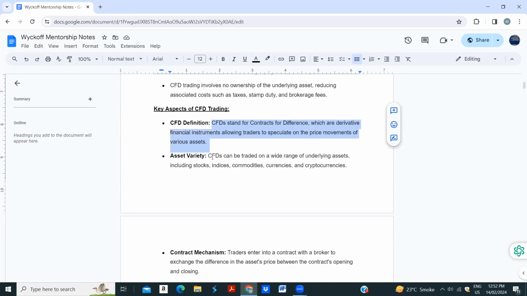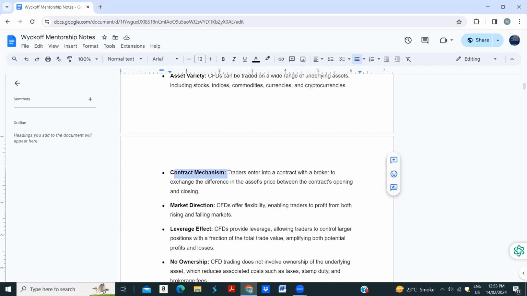Now, asset variety. CFDs can be traded on a wide range of underlying assets, including stocks, indices, commodities, currencies, and cryptocurrencies. Remember that. We can trade stocks, indices, commodities, currencies, futures, cryptocurrencies, and a lot more. We can even trade bonds, metals, and energies. There are various asset classes, which I'm going to show you later in this video.